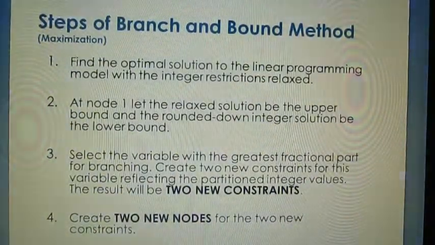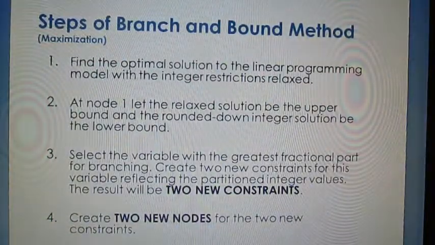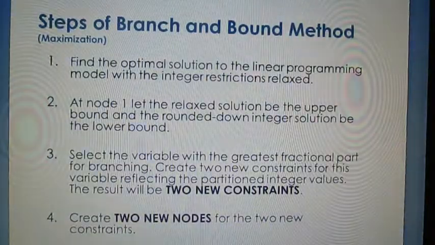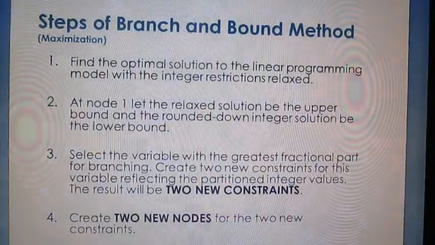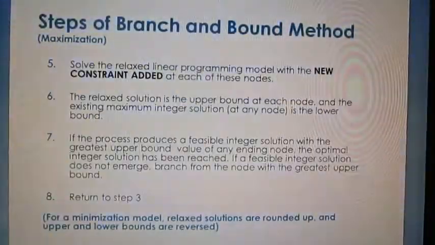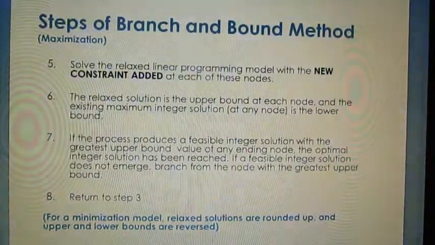Step 3. Select the variable with the greatest fractional part for branching. Create two new constraints for this variable reflecting the partitioned integer values. The result will be two new constraints. Number 4. Create two new nodes for the two new constraints. Step 5. Solve the relaxed linear programming model with the new constraint added at each of these nodes. So when we're branching, every time we branch, we're going to add a new constraint.